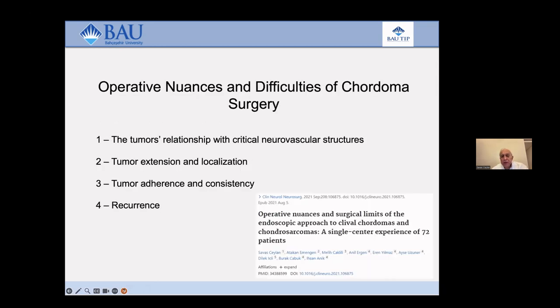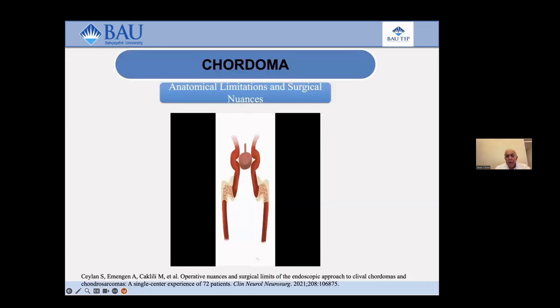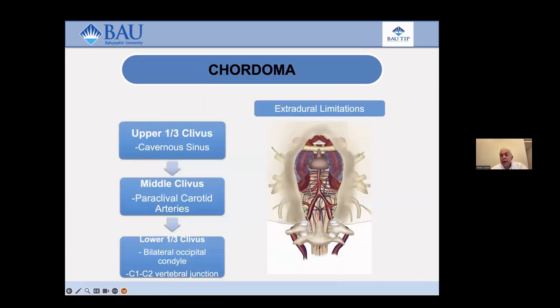The operative nuances in this surgery are, first, the tumor relationships, which are very important. The other nuances are tumor extension and localization, tumor adherence and consistency, and recurrence. In this report, we describe anatomical limitations, extradural and intradural. Extradural limitations for the lower clivus are the bilateral occipital condyles laterally and C1, C2 inferiorly.